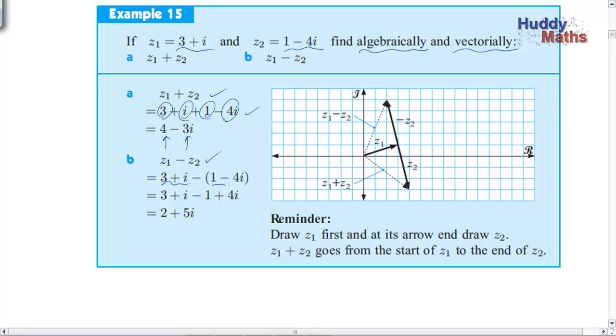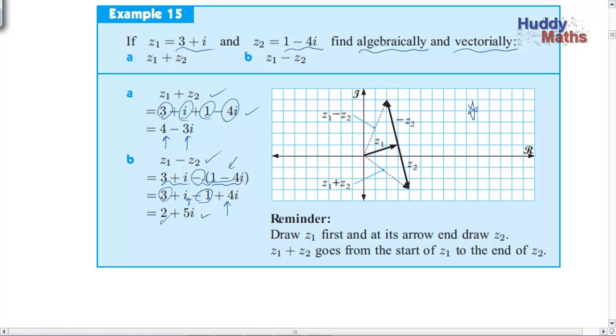z1 take z2, be careful with the brackets because we've got this negative sign out the front. So it's 3 take 1, negative 1 there, and then negative 4i plus 4i. What's that? So it's a total of 5i, and 3 take 1 is 2. So we've done that before, earlier presentation.